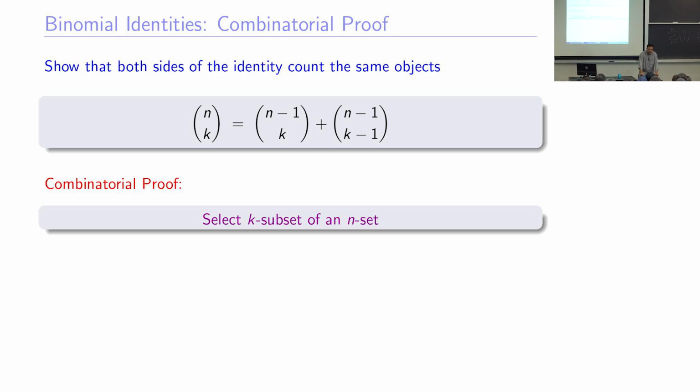Does this make sense? Now how many subsets do not contain that fixed element x?